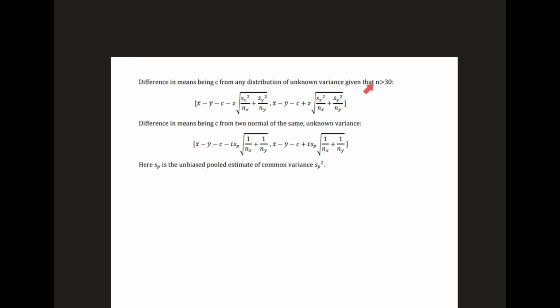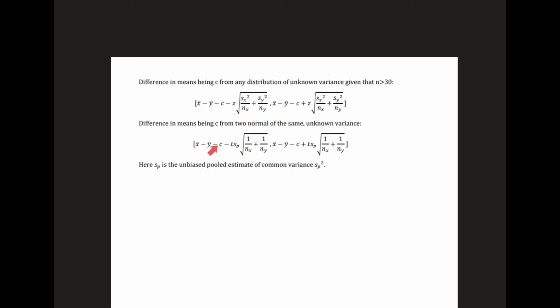Okay, so again we use Z, central limit theorem, we use Z. Same formula. It's just that this one, instead of using sigma x, sigma y, we use the unbiased estimators s x, s y. For the difference in means from two normal populations of the same unknown variance, okay, so this is the pooled estimate.